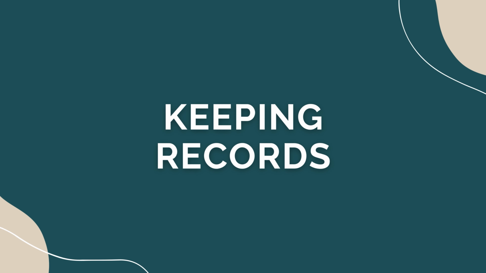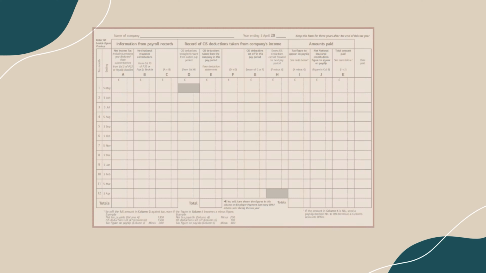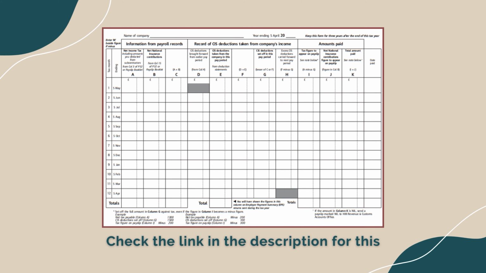Keeping records. Your company must keep a record of amounts claimed back against your monthly or quarterly PAYE bill. You can use HMRC's form CIS 132 to do this or keep your own records.